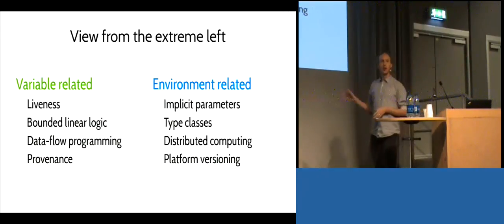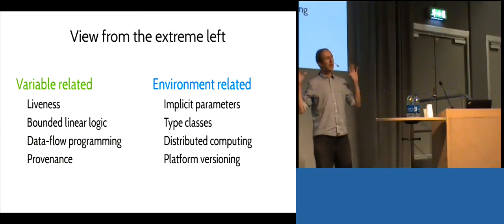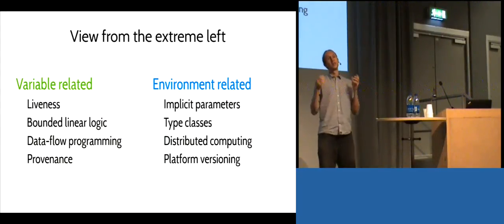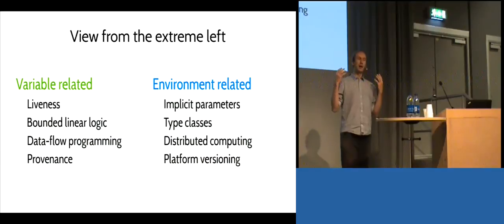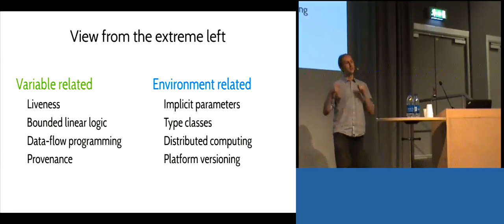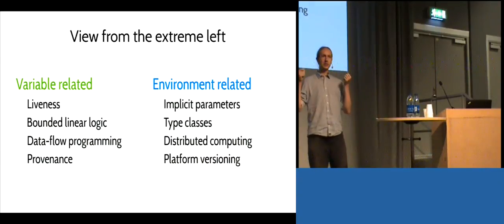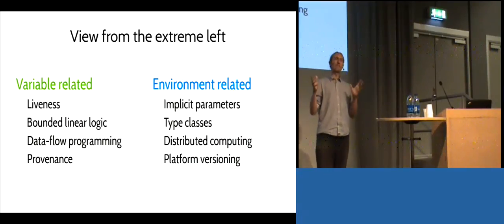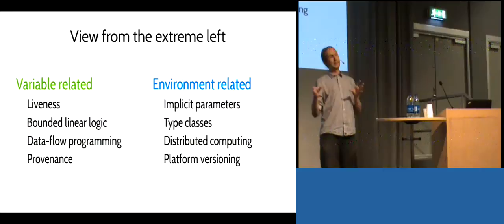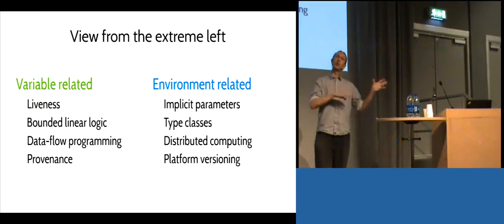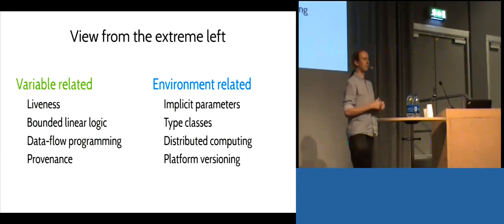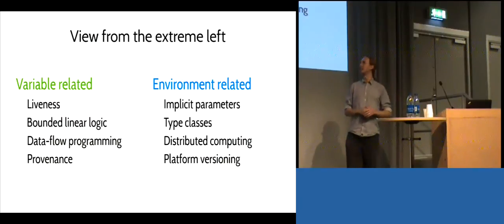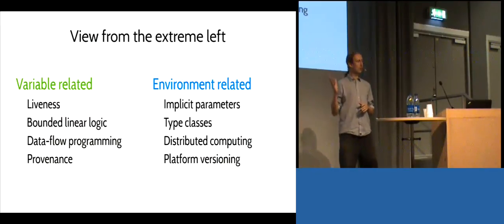The other class of coeffects are related to the whole execution environment. So if you look at things like implicit parameters, that's a feature in Haskell which is partly dynamically, partly statically scoped. You can have parameters that are propagated independently of your normal variable bindings. I'll show an example. That's another case of coeffects.